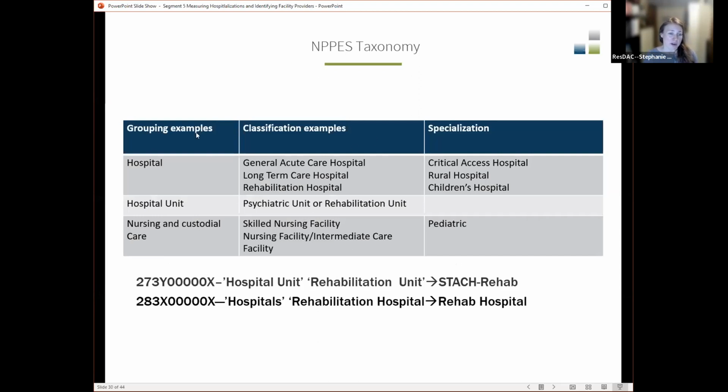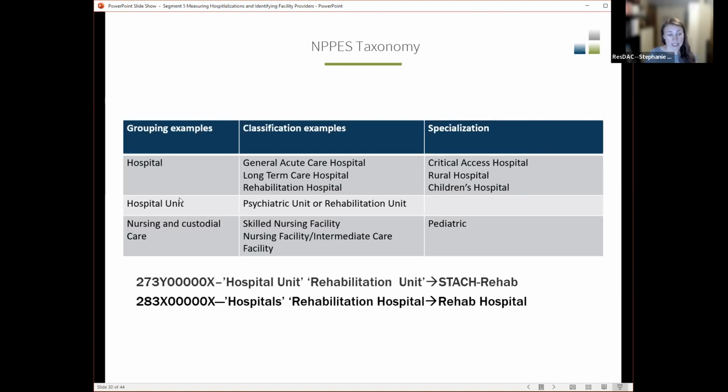So what it might look like, there's a taxonomy group. So the group might be hospital. And then part of the taxonomy is the classification. So within the group of hospital, you might have a general acute care hospital or a long-term care hospital. And then there's also, built within, a specialization. So that might tell you whether it's a critical access hospital or a children's hospital.